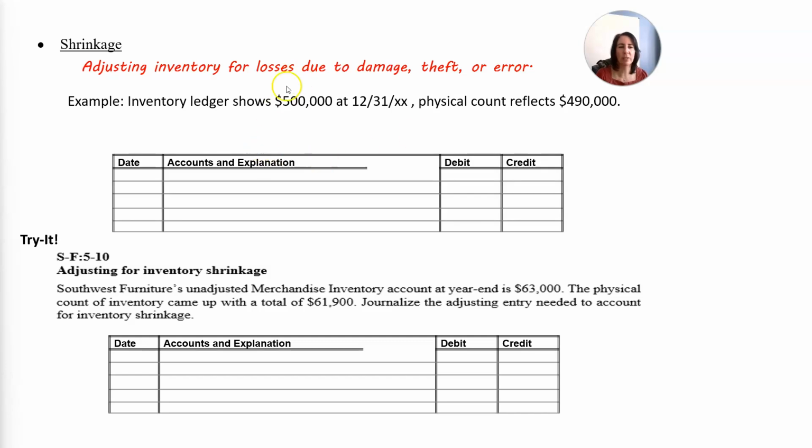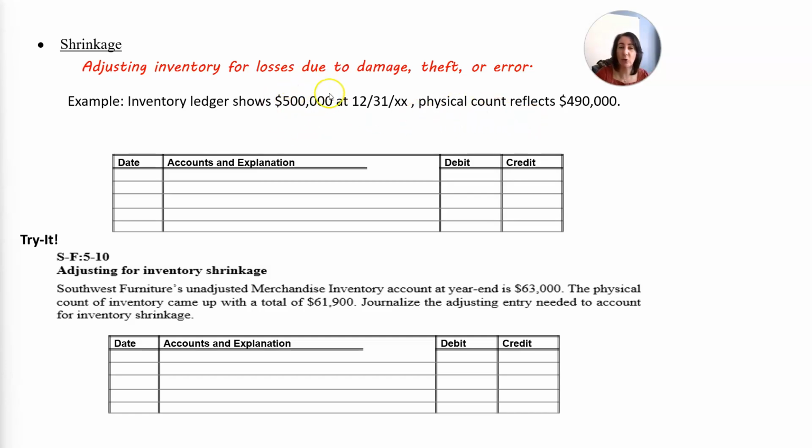So look at this first example. Inventory ledger shows you have $500,000, right? So our paperwork, our books say we have $500,000. We go out there and physically count all of the inventory on the floor, and we only have $490,000. $10,000 of inventory disappeared, whether the shrink is due to damage or theft or whatever. Point is you're off. That's somebody else's job to figure out where it's going. Our job is to record the $10,000 difference.